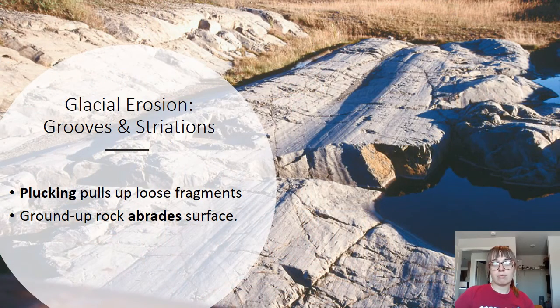So glacial erosion is basically related to the fact that as glaciers move across a landscape, they can pull up loose fragments from the bedrock or the land that they are moving over. That is through something called plucking. So they basically pluck up pieces of the bedrock or the ground that the glacier is moving over.